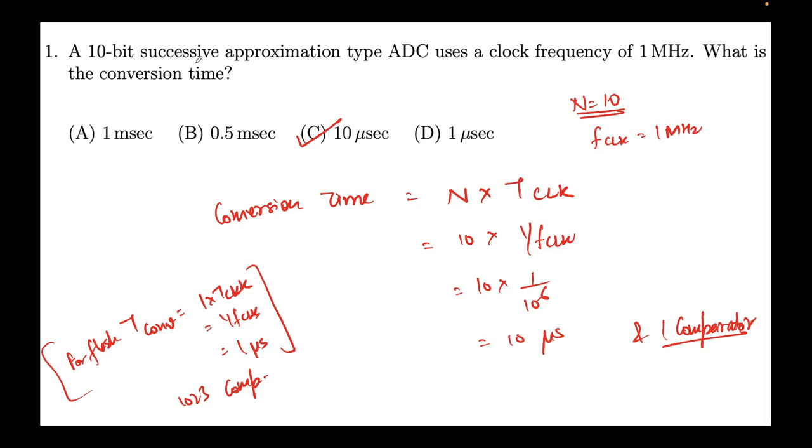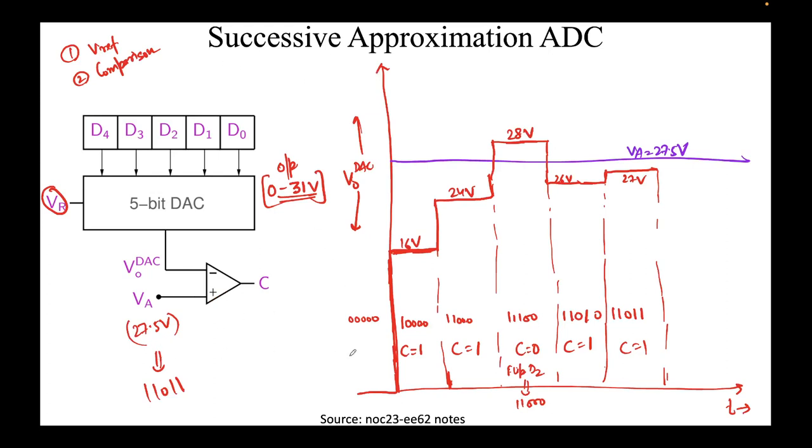Just to summarize, in this problem we saw a successive approximation type ADC, and this is how it operated. You first start with 00000, then you flip the MSB to 1, you obtain the V0 DAC, and compare it with the given analog value, which is 27.5. Since 27.5 is larger, the output of this op-amp will switch to plus VSAT, which I'm denoting as C equal to 1. Then we flip the next bit and obtain 24 volts. Again we compare, see this is higher, so C remains 1. Then we flip the next bit, it comes out to be 28, and we see that 28 volts compared to 27.5, the negative terminal is seeing a higher potential. This means the op-amp will now switch to minus VSAT, and we denote minus VSAT as C equal to 0. If the output is 0, we flip back the bit which we have just flipped. In this case, we flipped the third bit, the D2 bit, from 0 to 1. So we flip D2 back to 0.